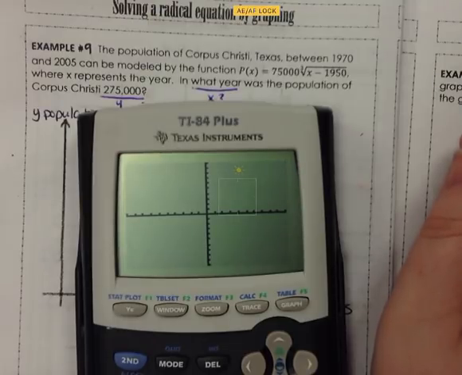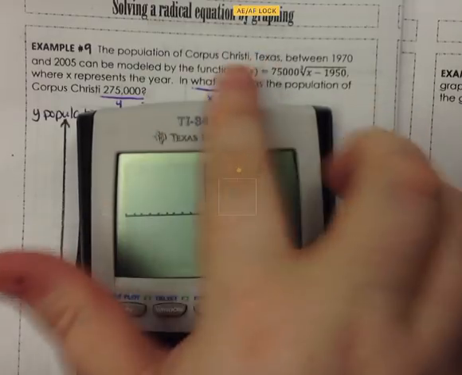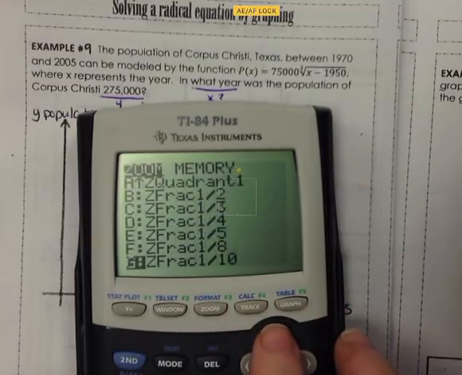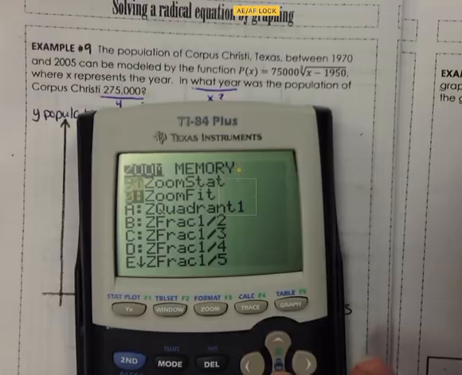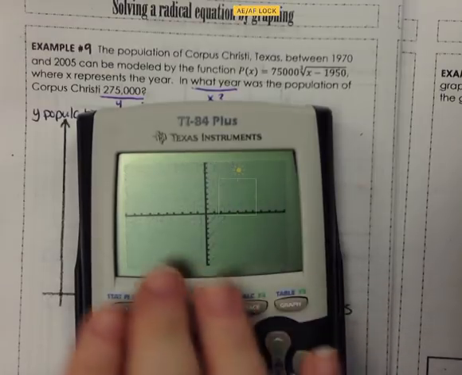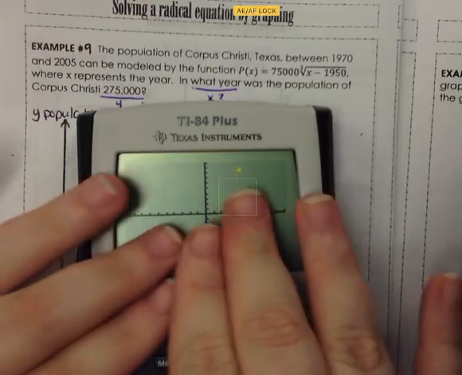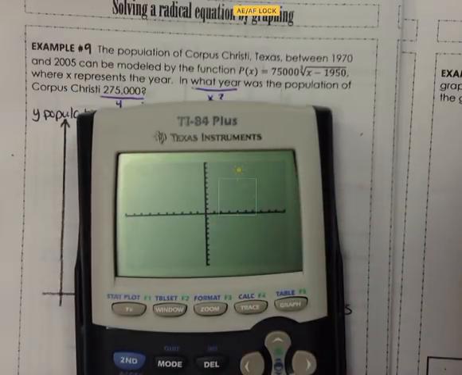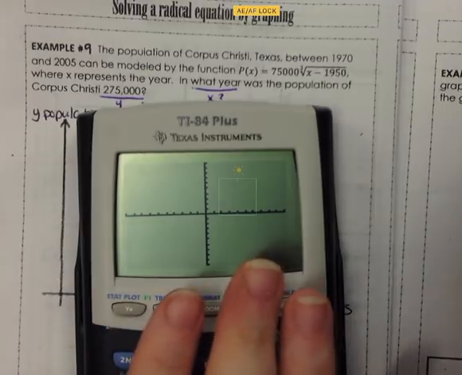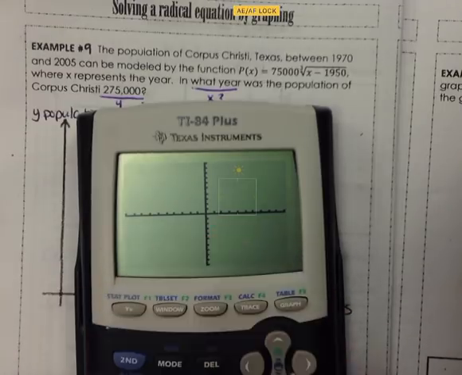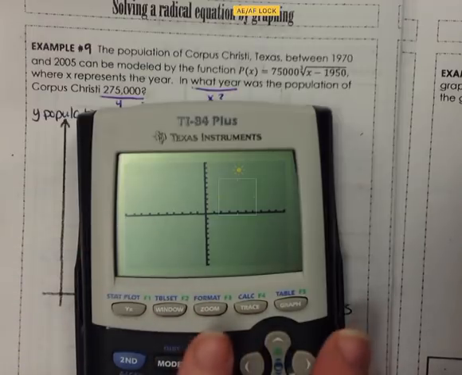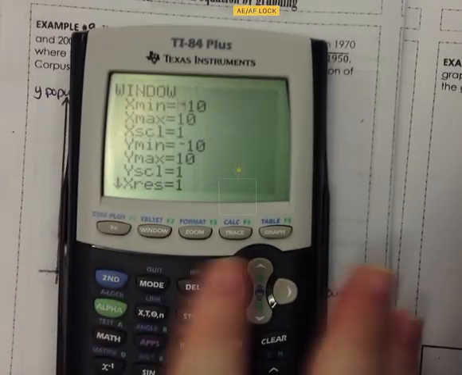Still loading, but it never shows anything because I have such large numbers. Now, zoom fit would fit the graph, but it will distort your graph. This is already rectangular, so it's already pushing it sideways more, so it's already kind of distorting it. So instead of zoom fit, we actually want to see the graph in our window. So we're going to change our window.